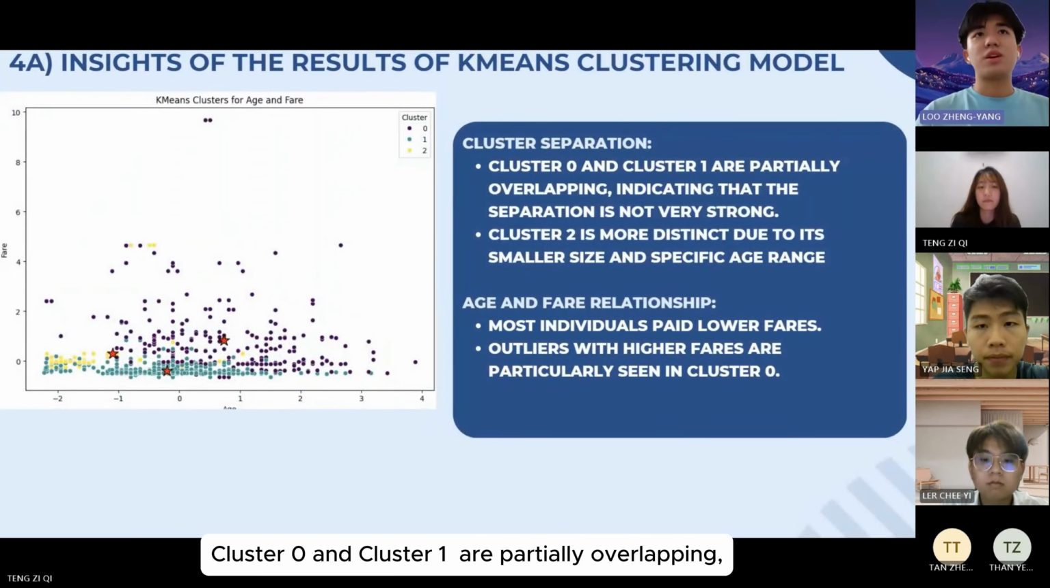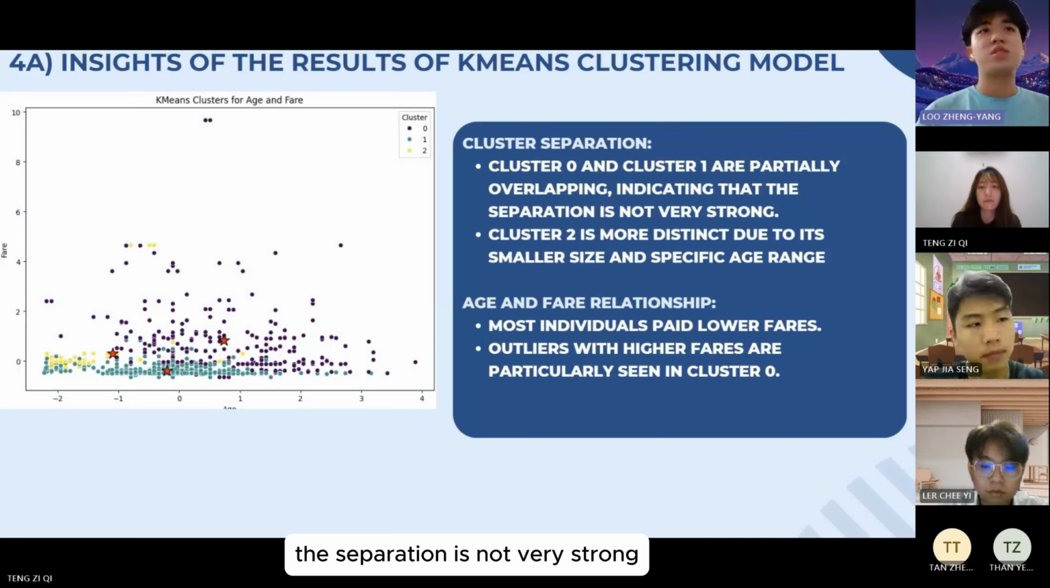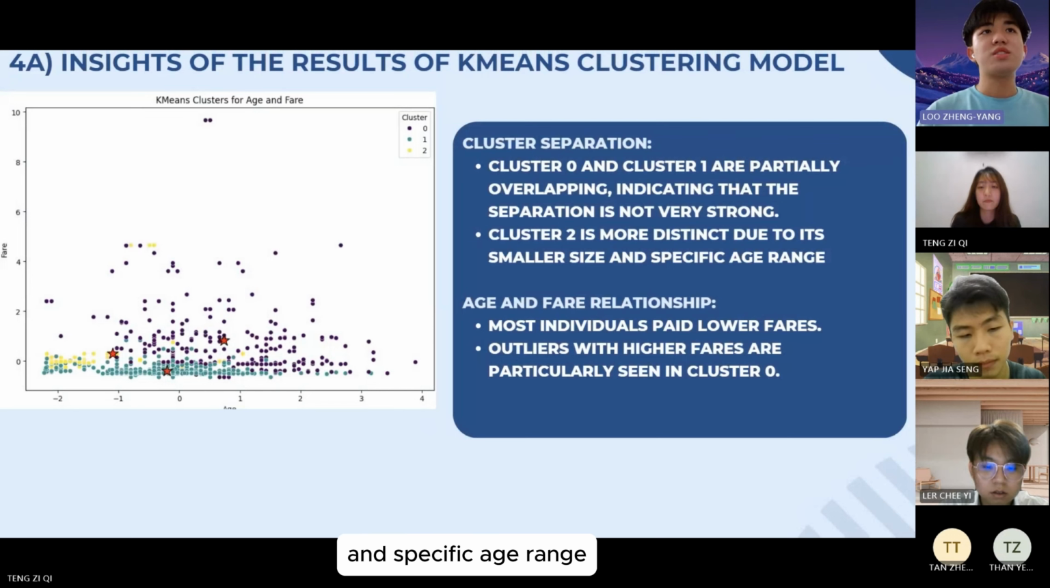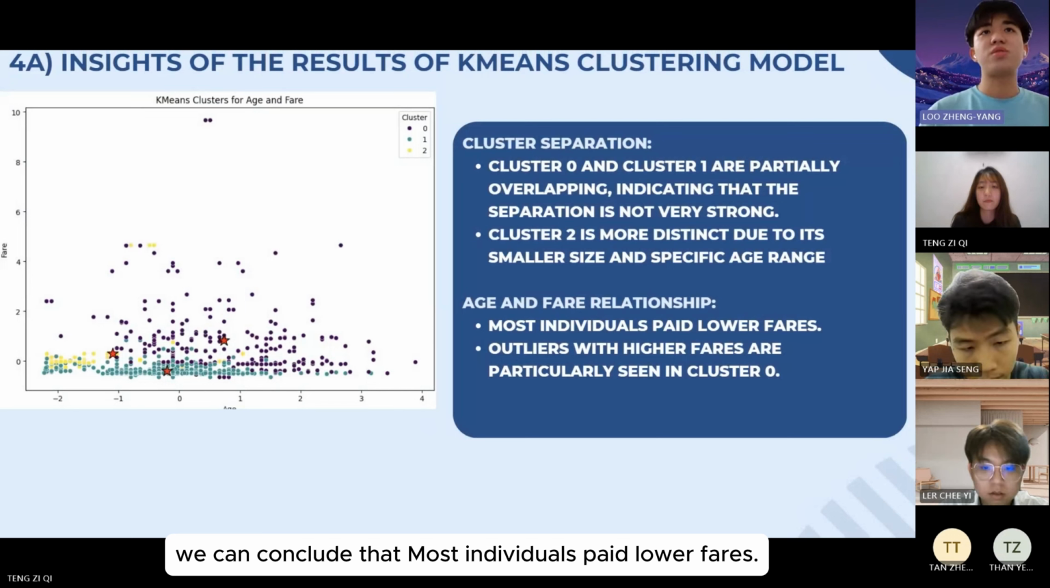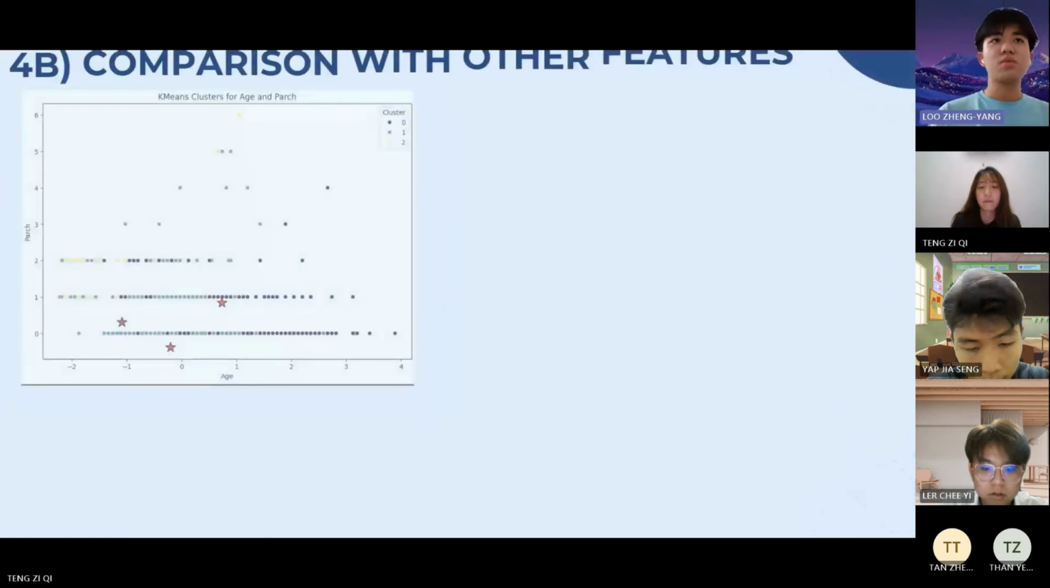Cluster 0 and cluster 1 are partially overlapping, indicating that while there is some distinction, the separation is not very strong. On the other hand, cluster 2 is more distinct due to its smaller size and specific age range. Hence, we can conclude that most individuals paid lower fares. There are some outliers with higher fares that can be seen in cluster 0.